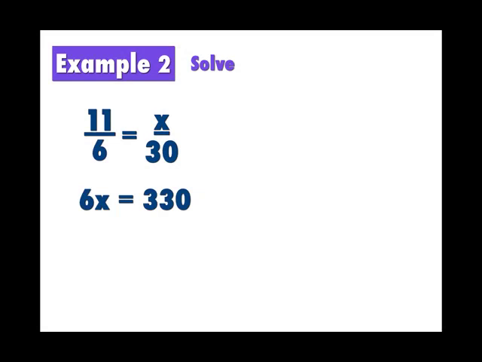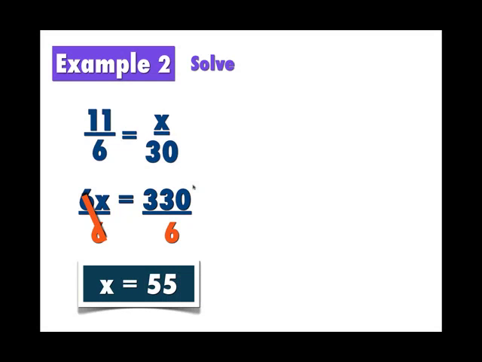So when we cross multiply, I'm going to use my mouse. 6 times x, we get 6x. And when we multiply 11 times 30, we get 330. And now we have a simple equation. So we know we're going to divide each side by 6. On the left-hand side, we're going to have x. And on the right-hand side, 330 divided by 6 is 55. So the correct answer here is 55.